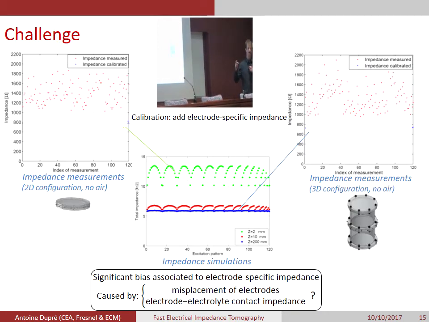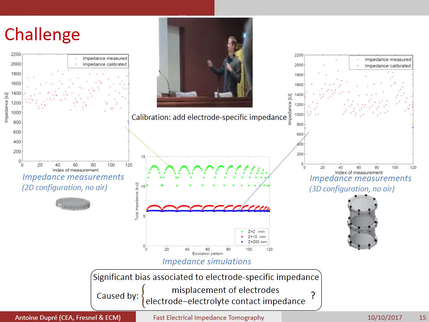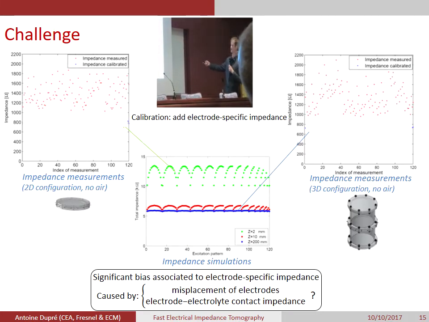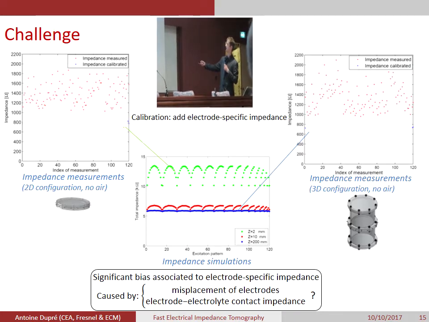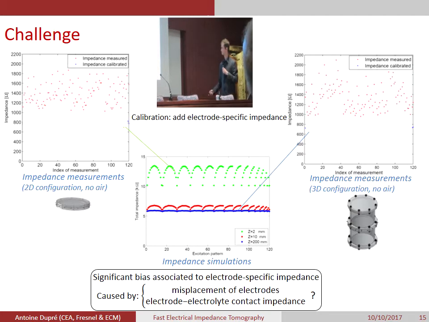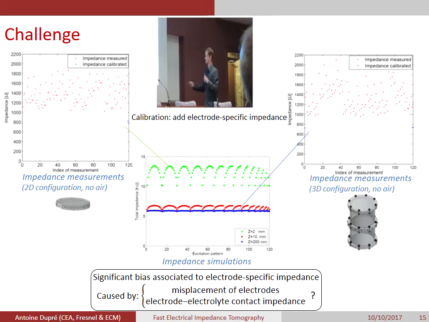To compensate for some errors that could happen, I tried to add in my model what I call the electrode-specific impedance. I have 16 of them, which are linked to my electrodes. And I have 120 projections, so I can solve this system. Then when I subtract this electrode-specific impedance from all of my measurements, it's a kind of calibration procedure, and therefore I get results that are coherent with my simulations. So there's a bias that is causing the electrode-specific impedance.